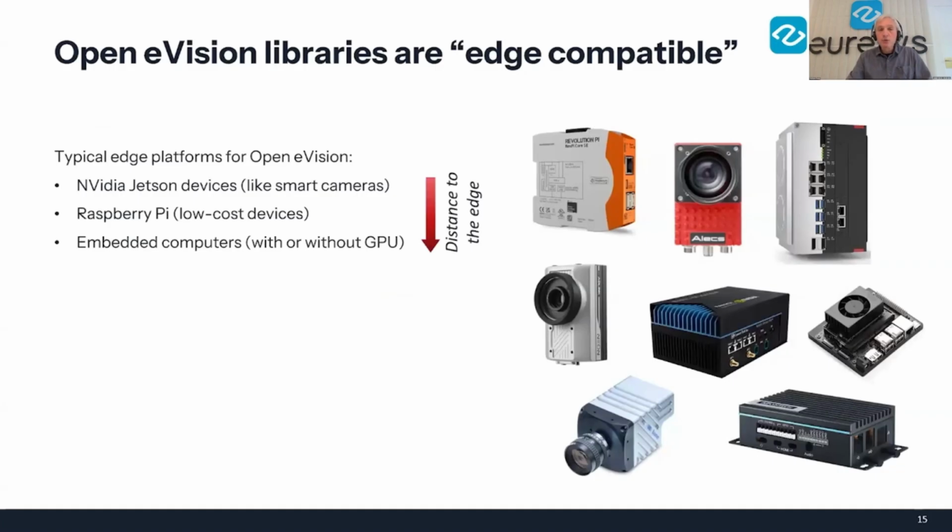So typically, you can use Open eVision on a very broad range of devices, ranging from everything based on NVIDIA Jetson devices. We have a lot of different cameras running on that kind of module. I see here a Baumer camera, for example. You can also run Open eVision on low-cost devices like the Raspberry Pi. Could be interesting to make a fairly cost-effective solution. And of course, Open eVision is running fine on our embedded industrial computer with our GPU.